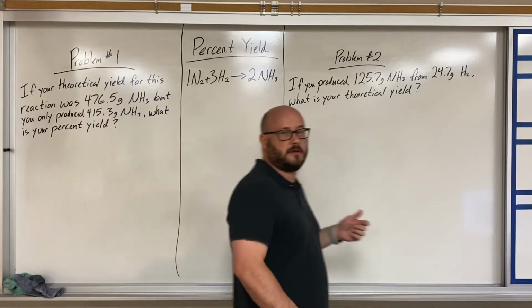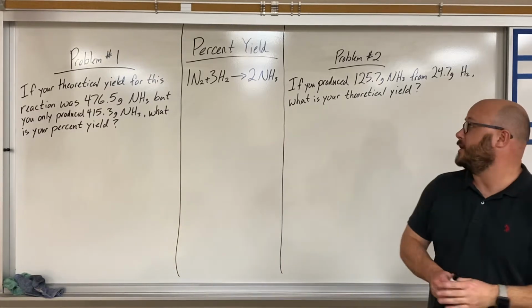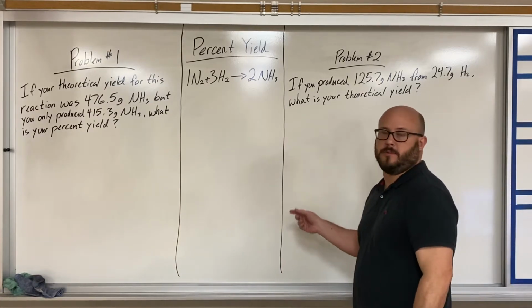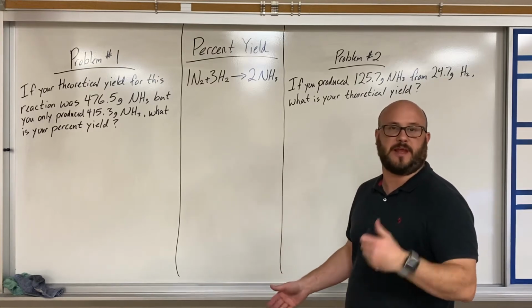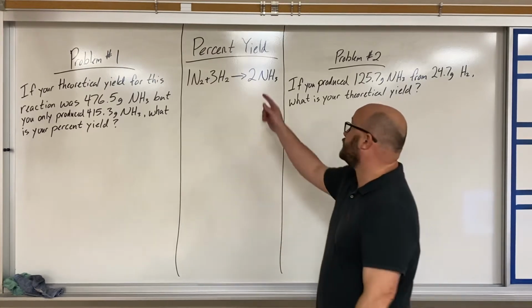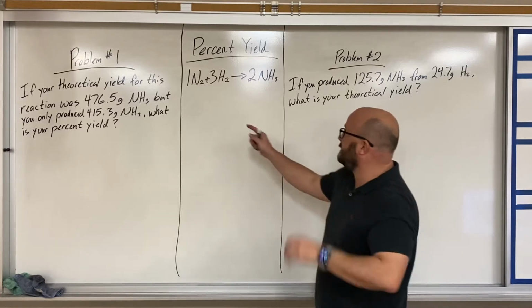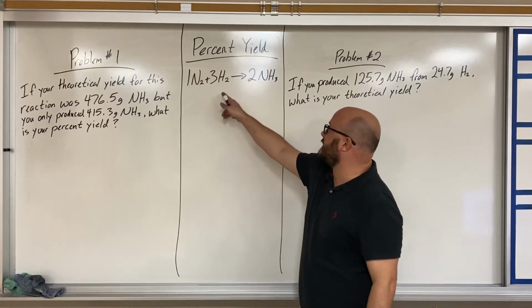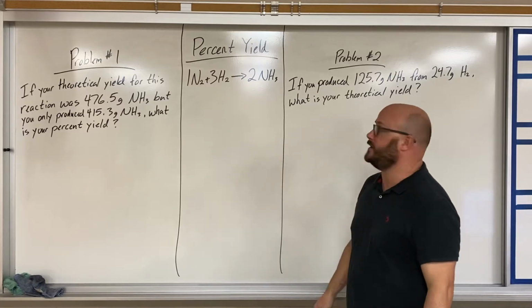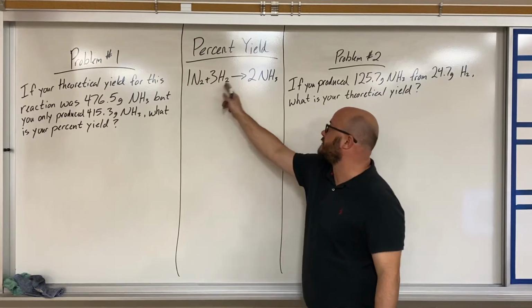Hey class. For this video, we're going to build on what we talked about last time with limiting reagents and talk about percent yield. Now, we're going to use the same equation. Nitrogen plus hydrogen yields ammonia. It's already balanced, 1, 3, 2.